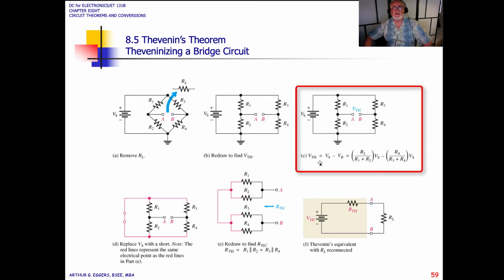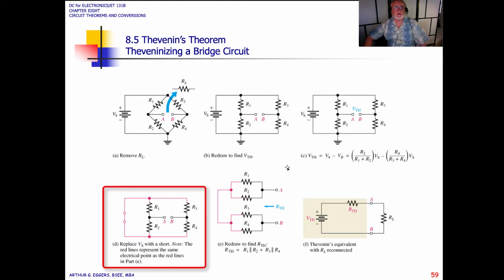V Thevenin then will equal the voltage from point A to point B. Okay, and so the equivalent values would be R2 divided by R1 plus R2 times the source, and then R4 divided by R3 plus R4 times the source. That will give us the V Thevenin.